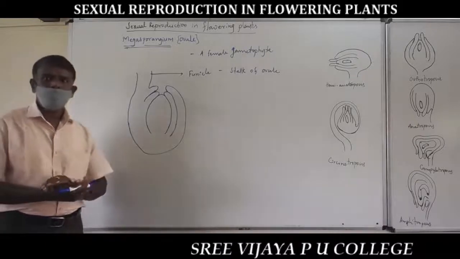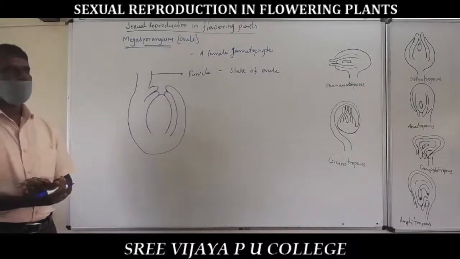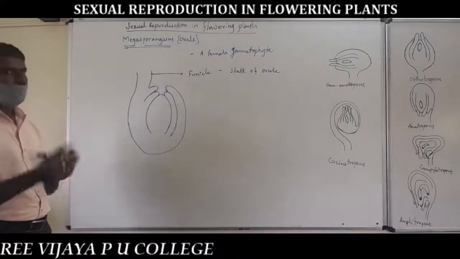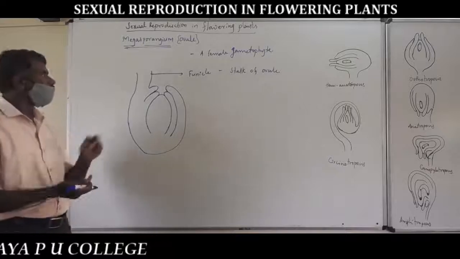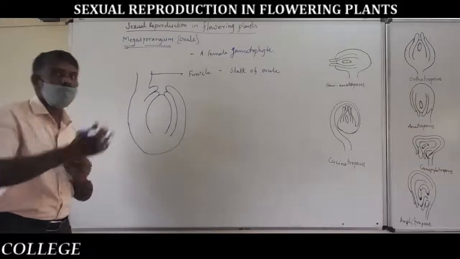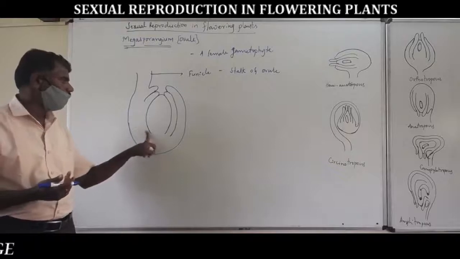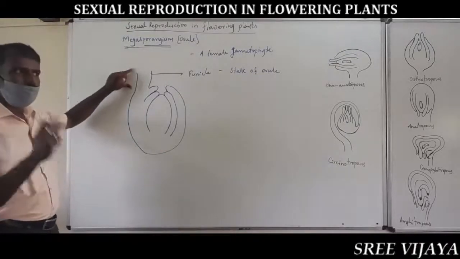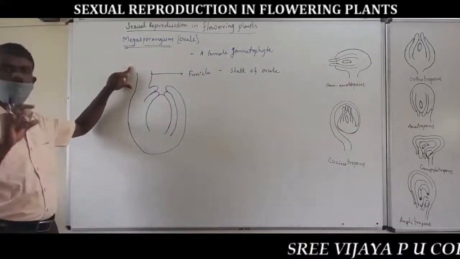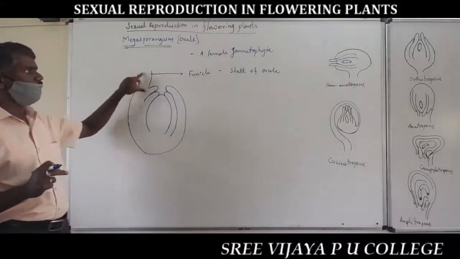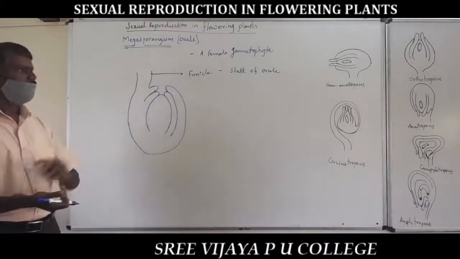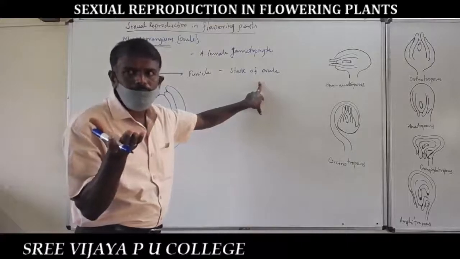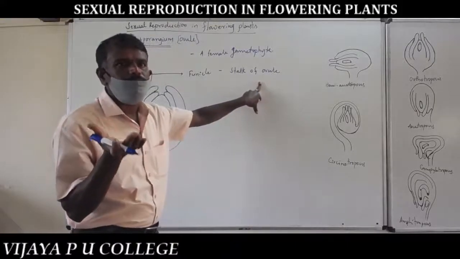Placenta is a white colored tissue which is present in different positions in the ovary. On that placenta, there is origination of the ovule or megasporangium, which consists of a short stalk. That short stalk is what we call the funicle. The funicle is the stalk of the ovule which originates from the placenta.